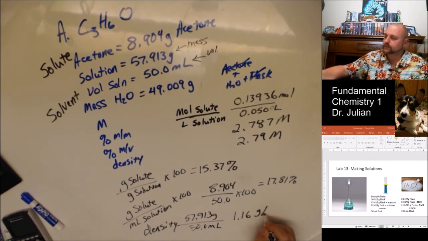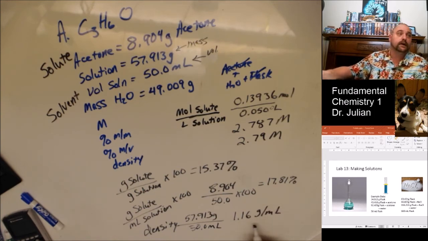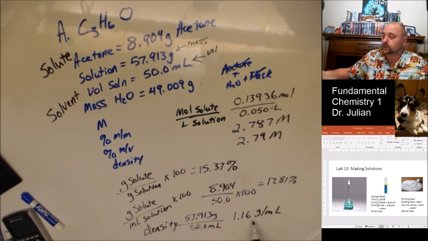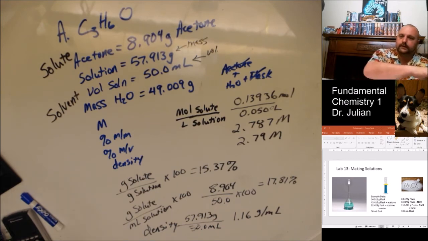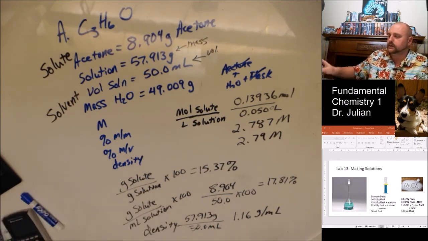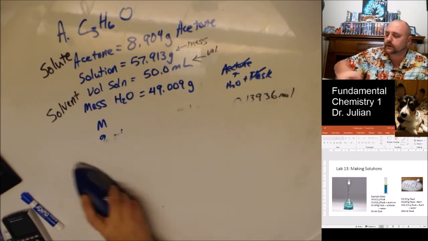1.16 grams per milliliter. Notice I did multiply it by 100. So 1.16 grams over milliliters. That would be part A done. Okay, no problem. I'll go ahead and work part B too. So there's part A done as an example.